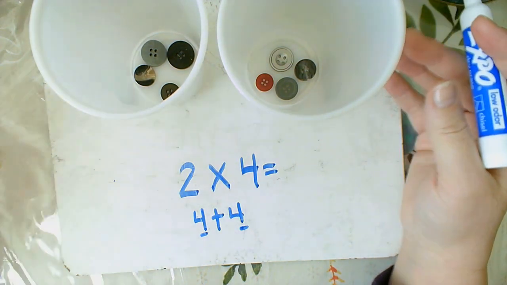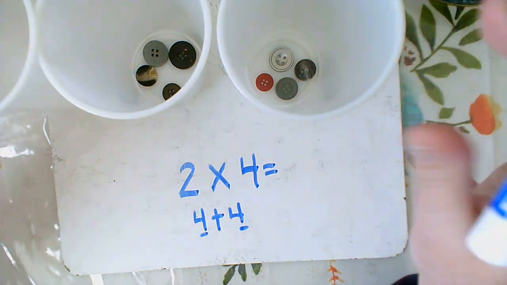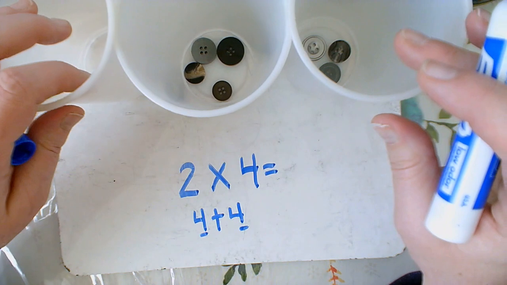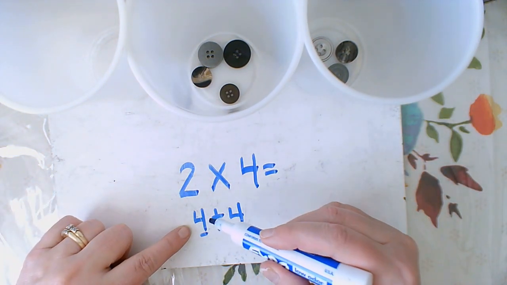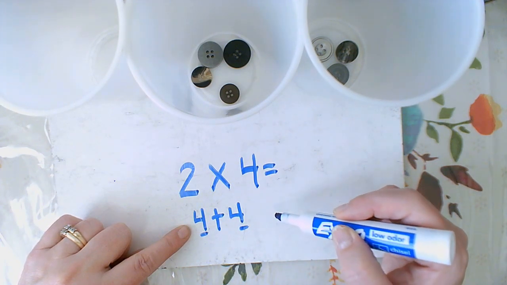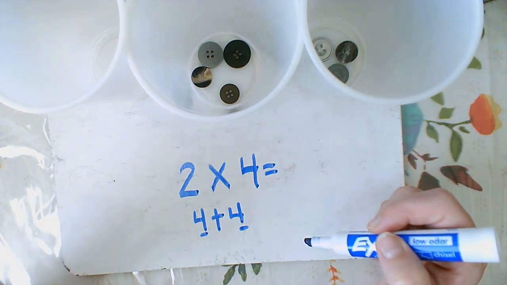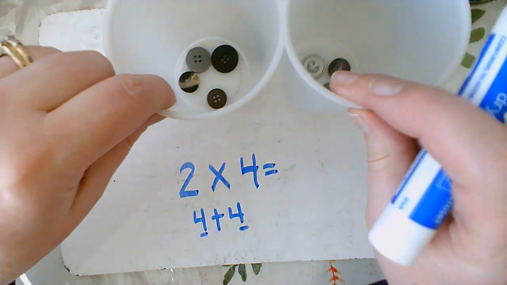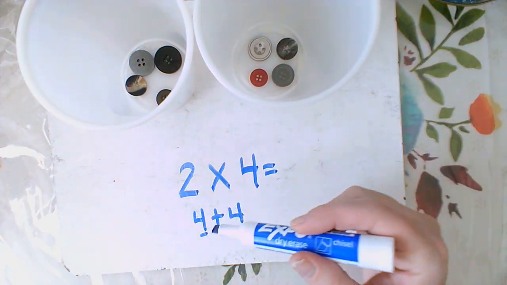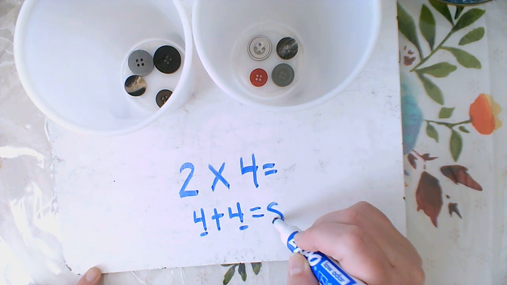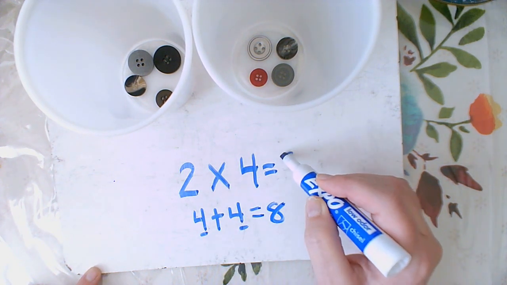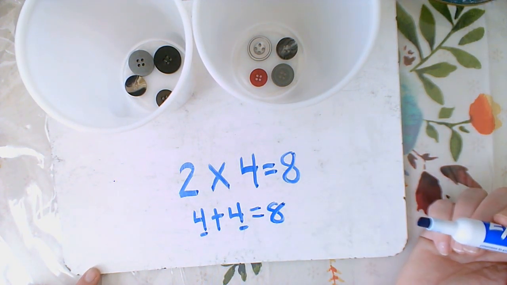If I had another cup and I had 4 more buttons in it, which I haven't pulled out, but if I did, then I would have 4 plus 4 plus 4. The 4 would repeat 3 times. That's why it's called repeated addition. And I know that 4 plus 4 is 8. So 2 groups of 4 equals 8.